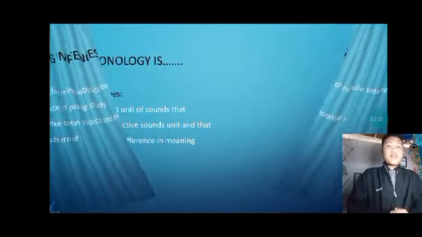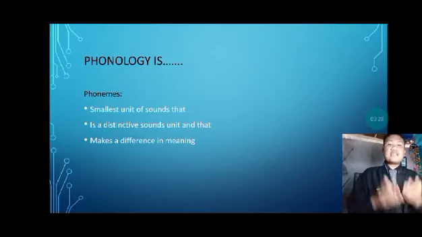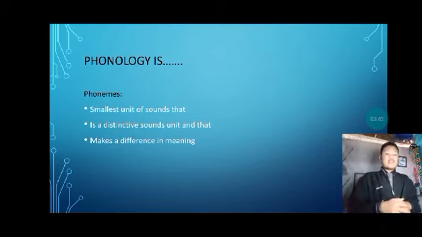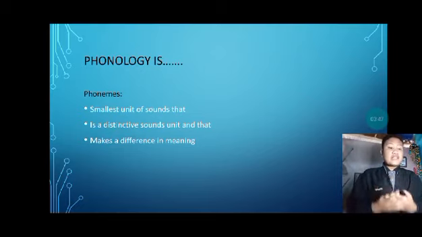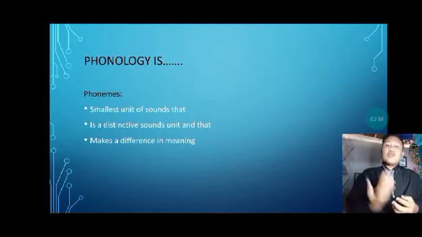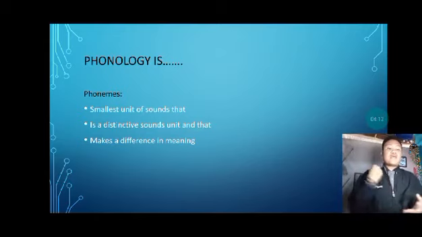The next is phonology. Ano yung phonology? Phonemes, smallest units of sounds that is distinctive sound unit and that makes it different in meaning. So ang phonology consists of phonemes, which is the smallest unit of sounds that is distinctive. Pag sinabi natin distinctive, it is capable of making a segment of utterance different in meaning as well as in sound from an otherwise identical utterance. So ibig sabihin, ang phonemes is a small unit. Although small unit of sounds siya, nakaka-influence ito to make a meaning different. Ibig sabihin, segmental utterance, different meaning as well as in sound.